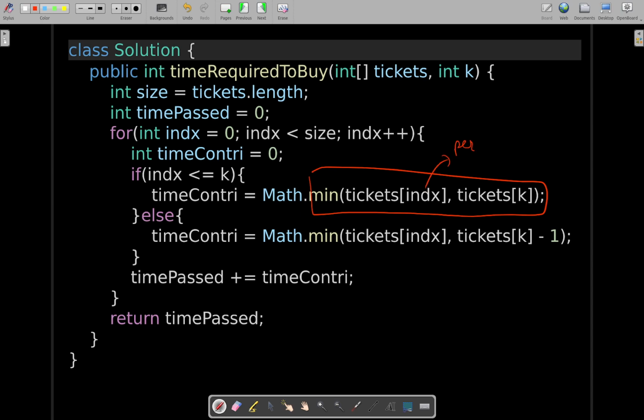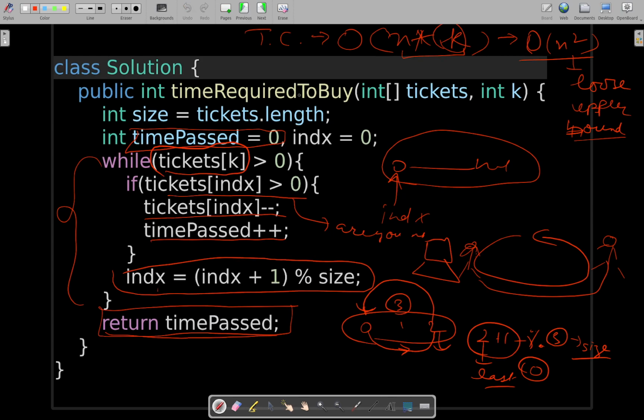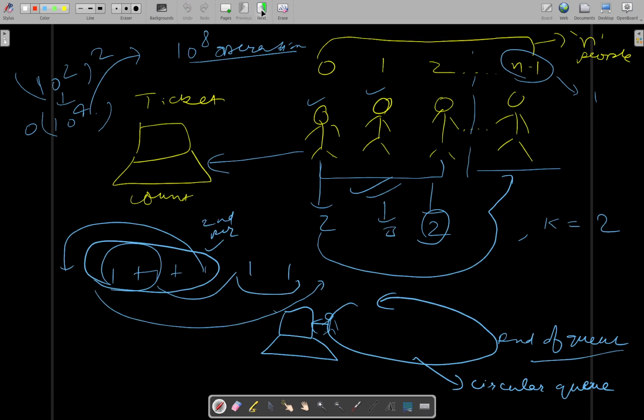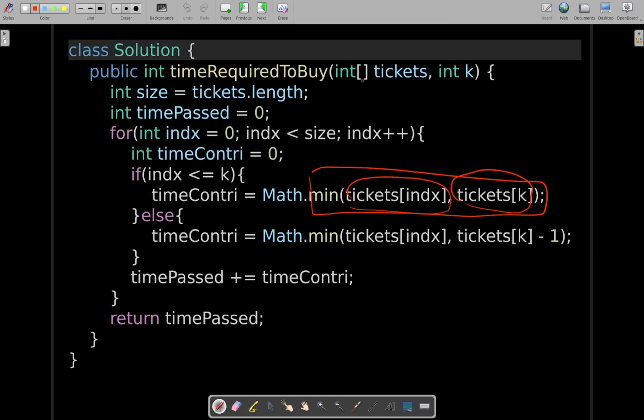A person other than the kth person, or it can be the kth person also. I mean, it will be the minimum of the person and the kth person. Why so? Because that simulation loop was only running for k number of times. So we were visiting this whole circular thing, which was of size n, only k number of times. That is the only reason in the optimized approach we are considering the persons which are standing before the kth, or at the kth place also.